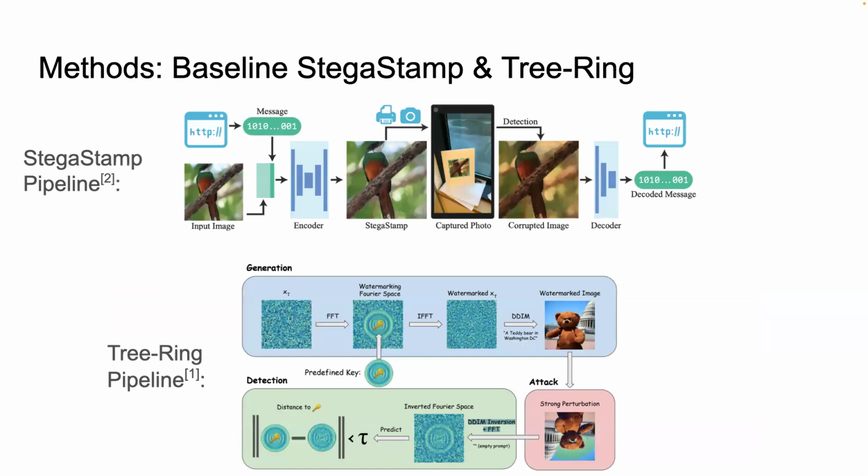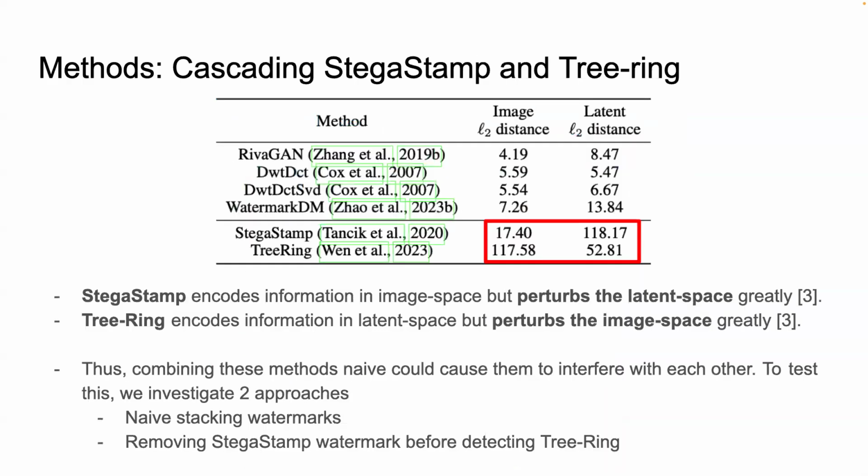First, let me briefly introduce the conventional watermarking methods. StegaStamp embeds a watermark by passing an existing image and a message through an encoder, and then uses a corresponding decoder to extract the message. In contrast, the Tree-Ring watermark method embeds the watermark during image generation by incorporating a message key into Fourier transform noise. According to reference, StegaStamp greatly perturbs the latent space, which is where the Tree-Ring message is encoded. Vice versa, Tree-Ring greatly perturbs the image space, which is where the StegaStamp message is encoded. This means stacking the two watermarks may cause one to destroy the other.